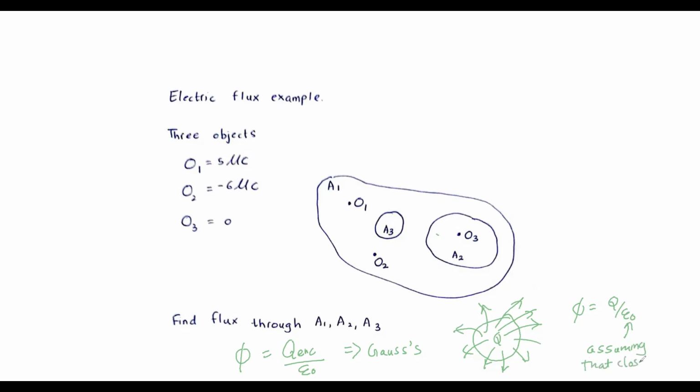Right? So what is the total flux that is coming out of object A1? Can you let me know?